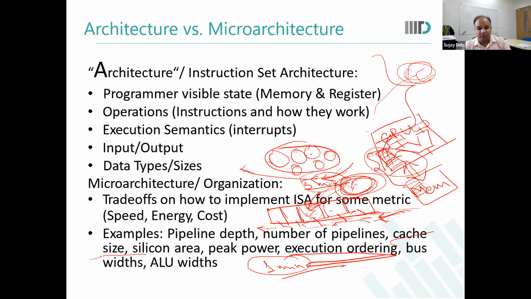No questions? So the difference between ISA and microarchitecture, is it clear? Yes, sir. Okay. All right. Thanks for the clarification.